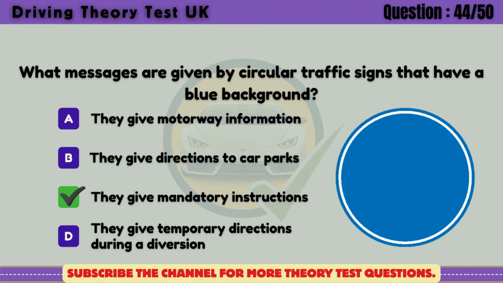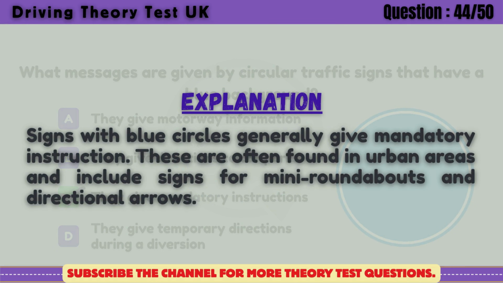Answer is C. They give mandatory instructions. Signs with blue circles generally give mandatory instruction. These are often found in urban areas and include signs for minor roundabouts and directional arrows.